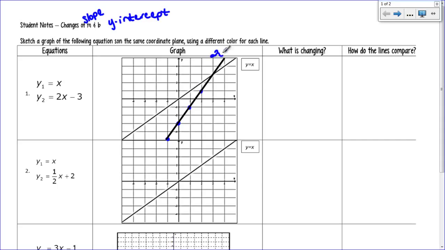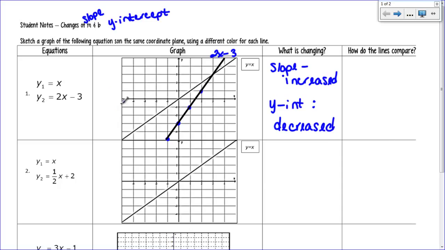This is the 2x minus 3. And so what is changing? Well, we changed the slope by increasing it because it went from a slope of 1 to a slope of 2. And then we changed the y-intercept and we decreased it because it went from a y-intercept of 0 to a y-intercept of negative 3.